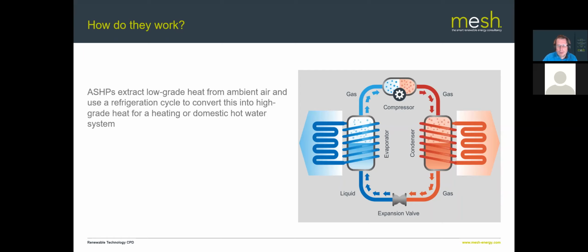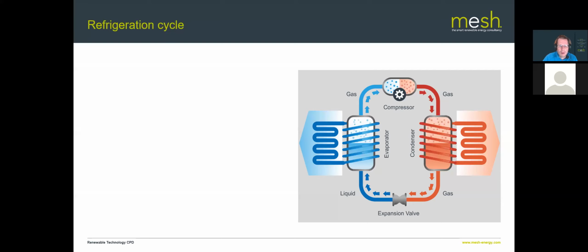So the refrigeration cycle is a sealed cycle. That refrigerant goes round and round and round, and the electrical input is in the compressor. Everything else is just a passive thing. The expansion valve is controlled, but that's how it works.